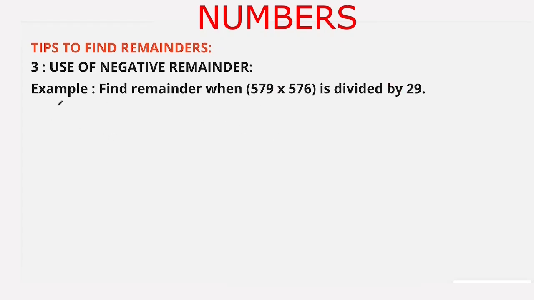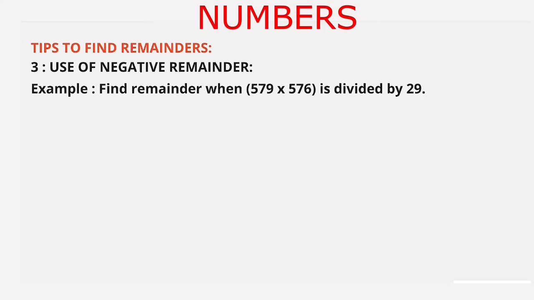The given example is: find the remainder when 579 multiplied by 576 is divided by 29, and we have to find the remainder using the concept of negative remainder. Now we know that 29 times 2 is 58. So 29 times 20 is 580. And this is 579. It is 1 less than 580.